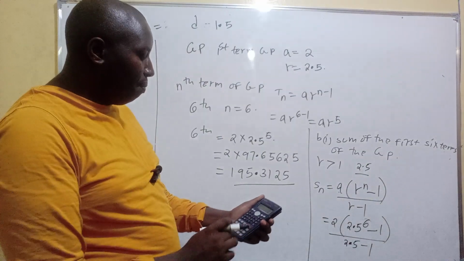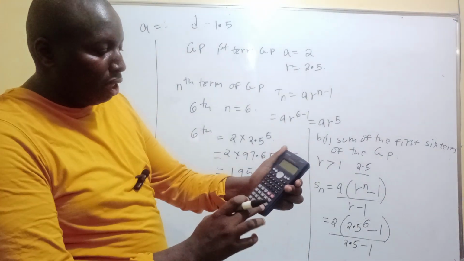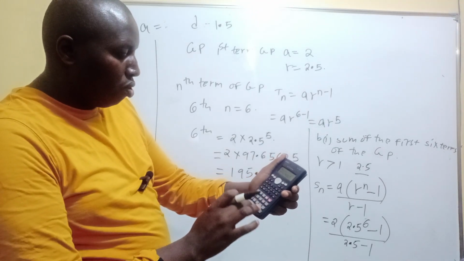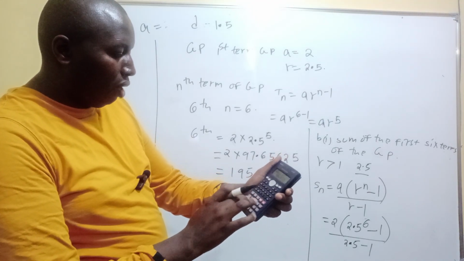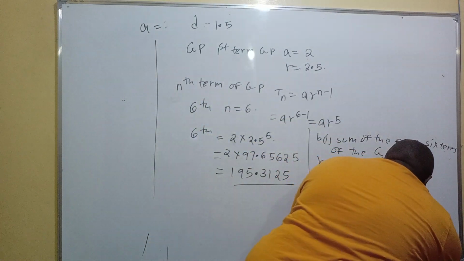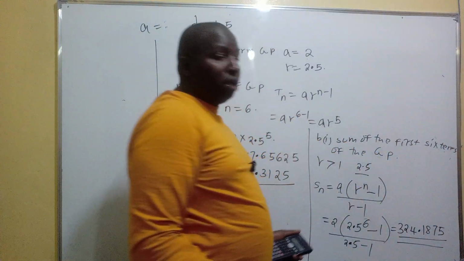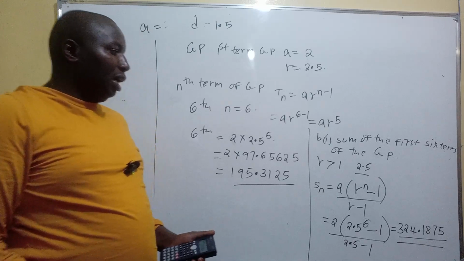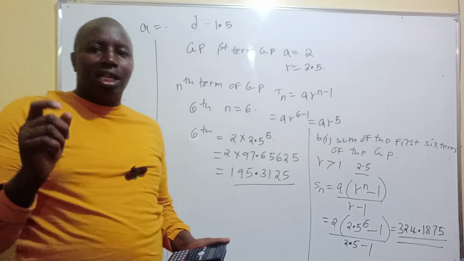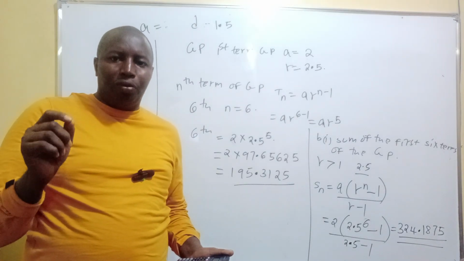So therefore, get the sum. 2.5 to the power 6, do it directly from the calculator. Minus 1, times 2, divided by 1.5. And you get the final answer, 324.1875. So that is the sum of the GP.